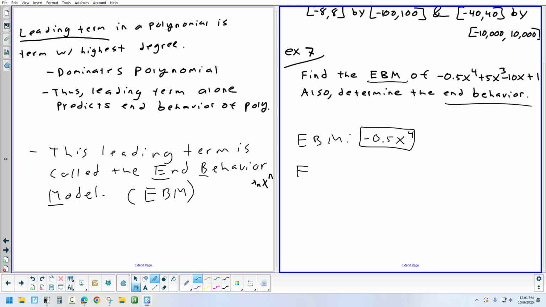Now, what's the end behavior? The end behavior is the look. What does it look like? Both arrows are pointing down. Both arrows are down. Even, negative. Down, down. So that's the model. That's the behavior. And that's 3.2.